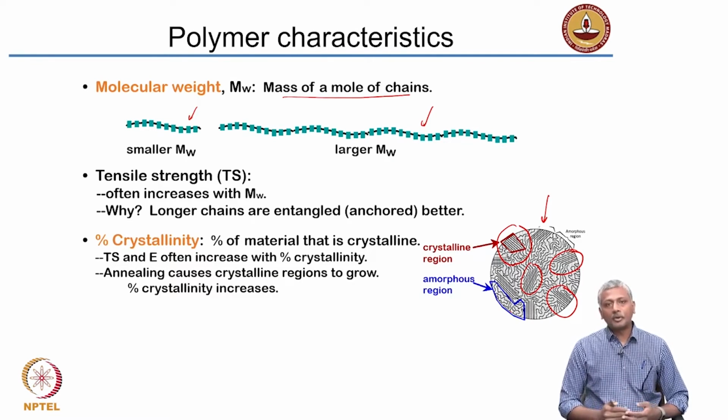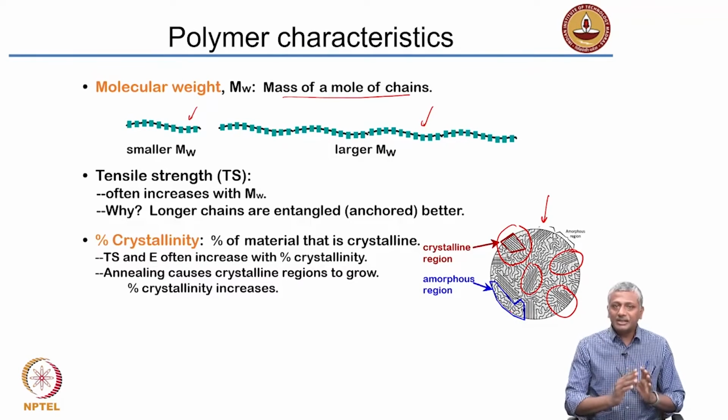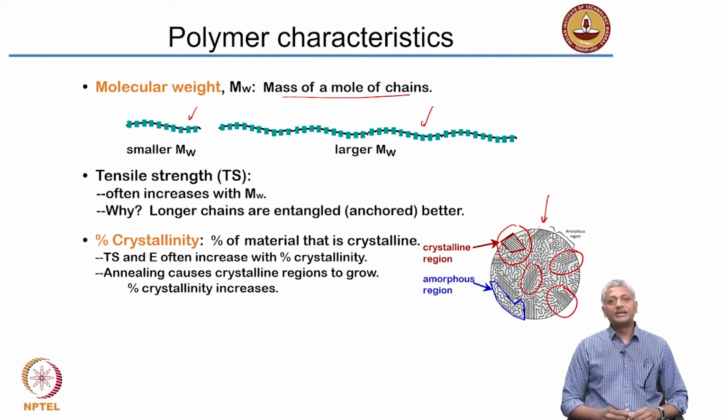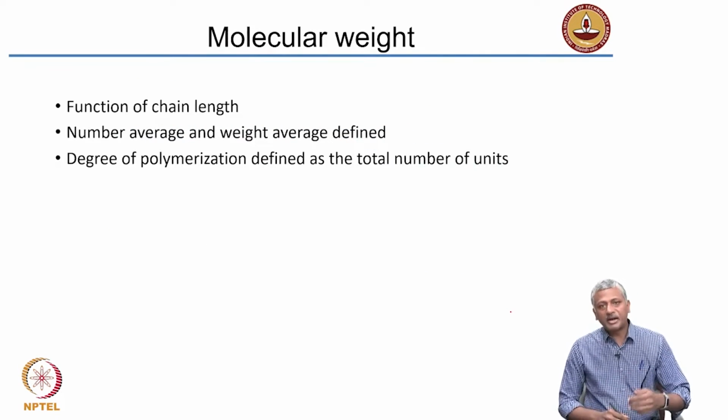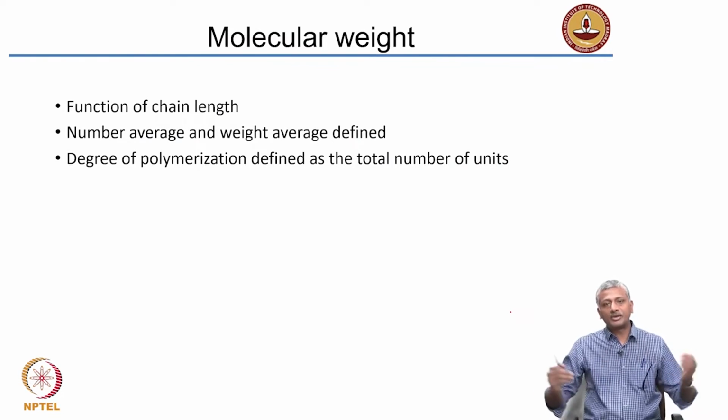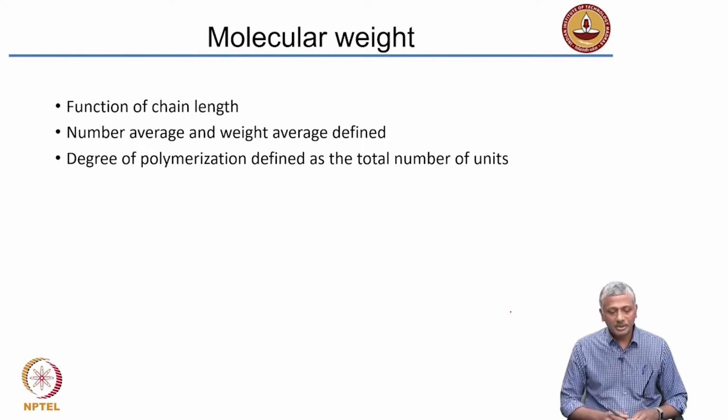Similarly, annealing of a polymer, or a heat treatment of a polymer, can cause a growth in the amount of crystalline regions in the polymer, and that will lead to an increase in tensile strength and modulus of elasticity. Okay, so very important to remember, as far as polymers are concerned, the two major characteristics that determine the engineering properties are the molecular weight and the degree of crystallinity. Now, again, molecular weight, just coming back to the same concept, is a function of the chain length. The number of units linked together in a chain will determine the molecular weight.